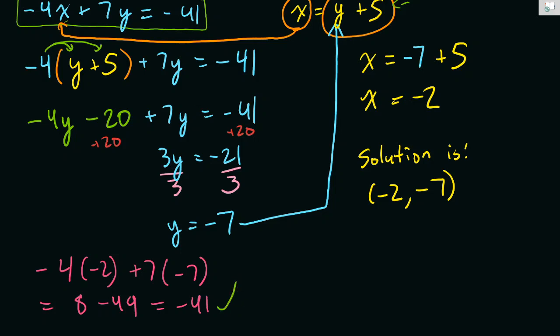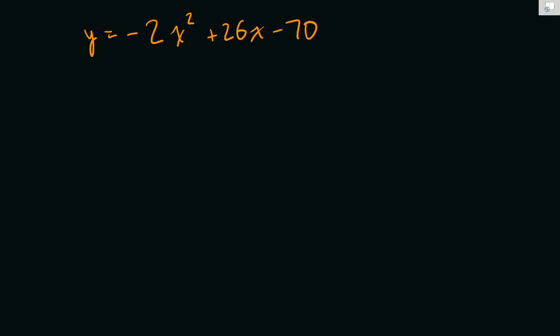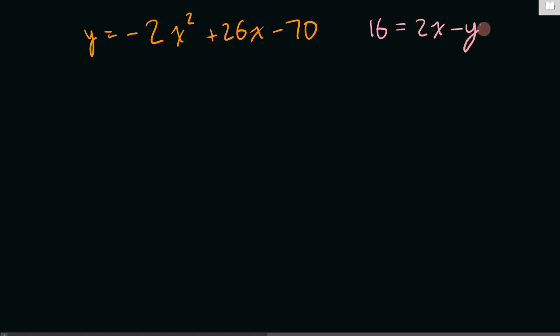That's what I just did mentally, which you should be able to do if you're in Math 20-1. Okay, let's try another one. Let's do a linear quadratic instead. So let's do y equals negative 2x squared plus 26x minus 70. And let's make our linear equation 16 equals 2x minus y.